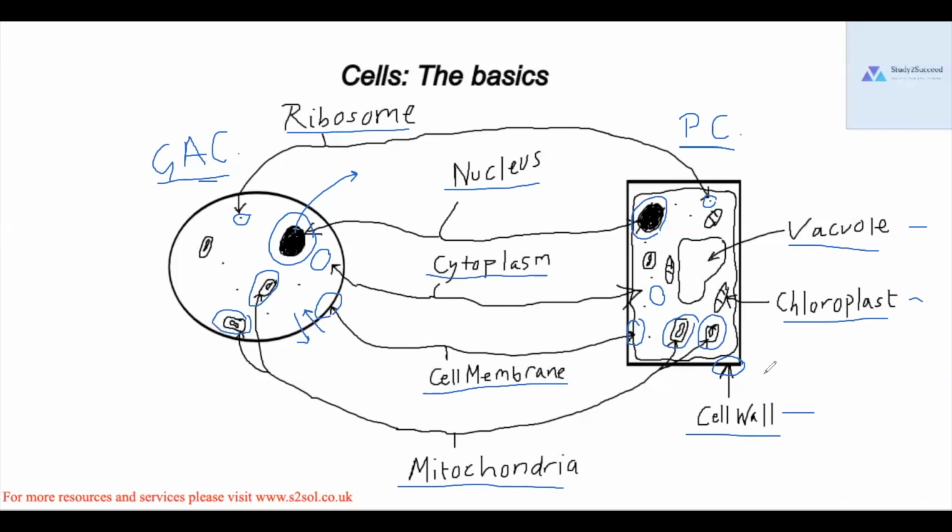So this is a brief introduction to all of the organelles that we see in a generic animal cell and a plant cell. Hopefully this has clarified some of the roles that the organelles do. And we will come on to, in another video, some specialized cells and how they perhaps differ from these cells that we've explained here.